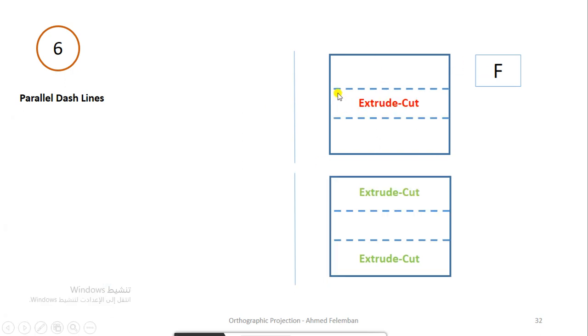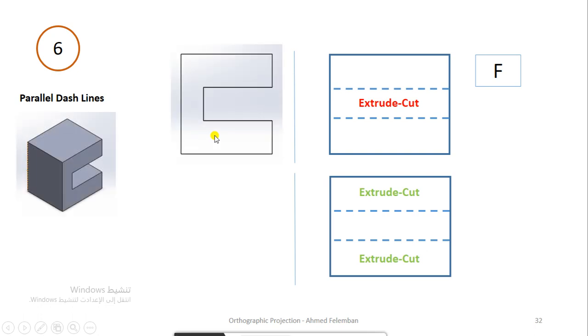Now suppose we have parallel dash lines in the front. It's either the extrude cut in the middle, or it can be in these two areas. So can you imagine if the extrude cut is in the middle, what's the probability of the right? Yeah, excellent. If it's in the middle, it's a C shape, so I see it from the front as a rectangle, but from the right I have an extrude cut in the middle, so we draw a dash line on this side, and for this one I draw a dash line for this side.